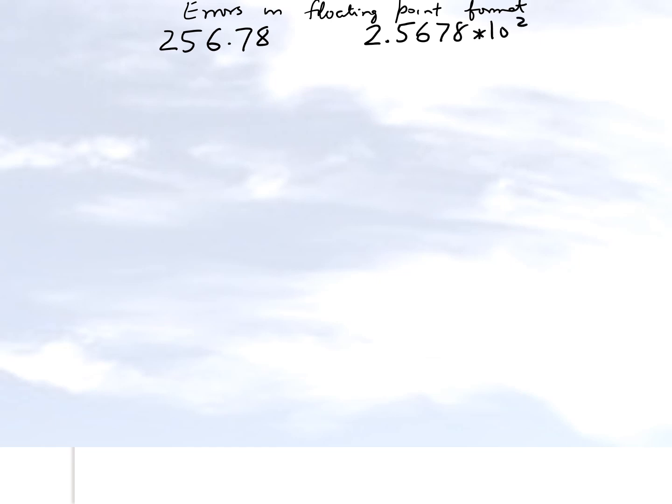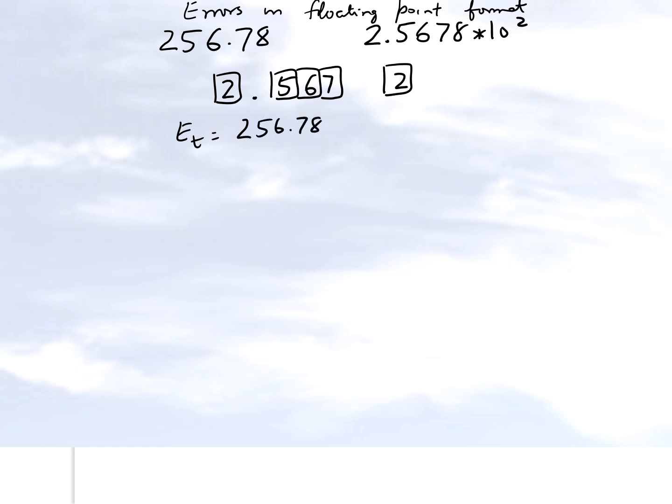So if I was going to write it in my format which I chose for my floating point format, I'll get a 2 here, 5 will be here, 6 will be here, 7 here, and I'll get a 2 here because 2 is the exponent. So what is the true error in this case will be 256.78 minus what is it represented by? It is represented by this, and this gives me a true error of 0.08.